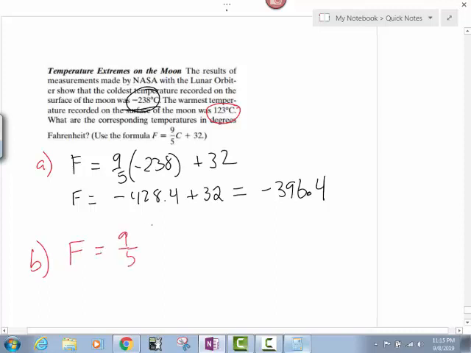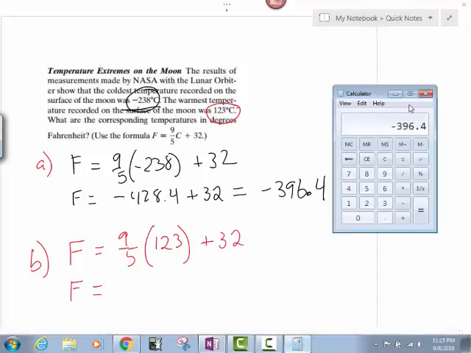Okay. So now, let's do this problem all over again, part B. But now we're going to plug in the number 123, okay, plus 32. So just like we did earlier, I'm going to grab my calculator. Let me clear this out. Take my number 123. I'm going to multiply it by 9. I'm going to divide it by 5. And I'm coming up with 221.4.